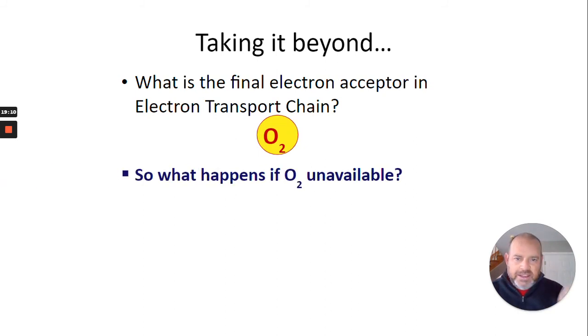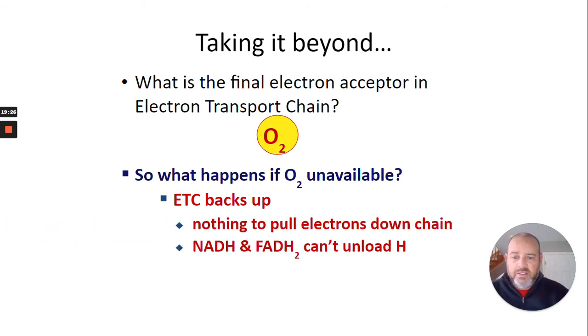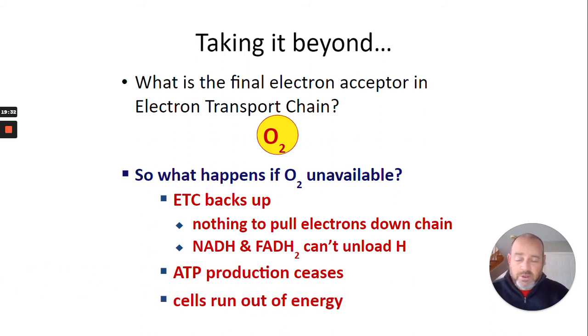So it drives that ETC, which is where we get most of our ATP from. So what happens if O2 is unavailable? The ETC backs up. The electrons don't land anywhere. Then the NADH doesn't drop them off anywhere. And so everything gets backed up. Nothing's pulling the electrons down the chain. They can't unload. ATP production ceases. Cells run out of energy. And then you die, right?